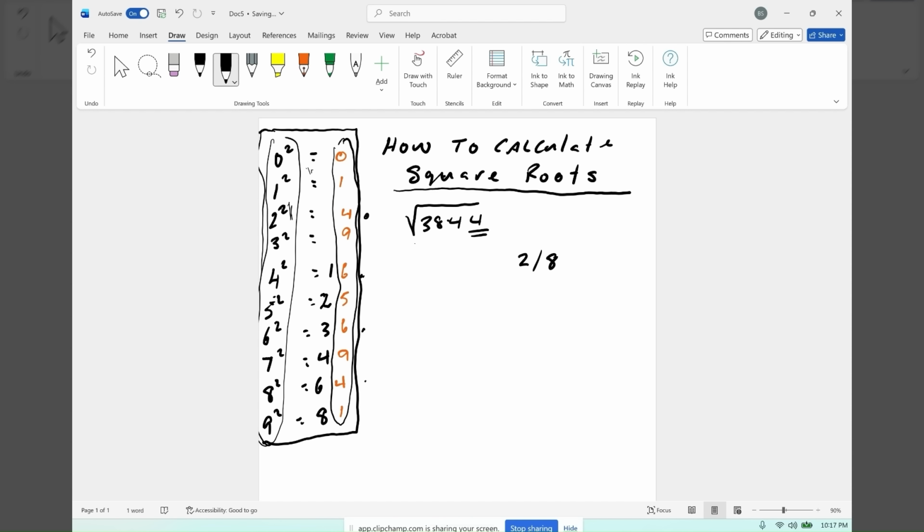Now I'm going to cross out this first number, and concentrate on this 38. I go to this side of the table and ask which number, when I square it, will give me a number less than 38, and that number is 6. So I know I have a 6. Now, if I multiply 6 by 7, which is one number greater than 6, I get 42. Since 38 is less than 42, I'm going to concentrate on this 2. So the square root of 3844 is equal to 62.